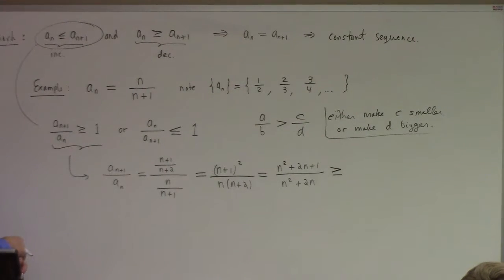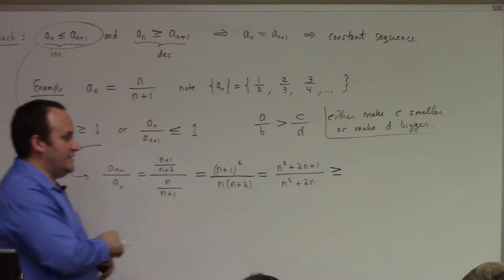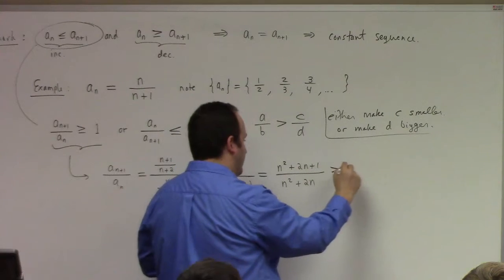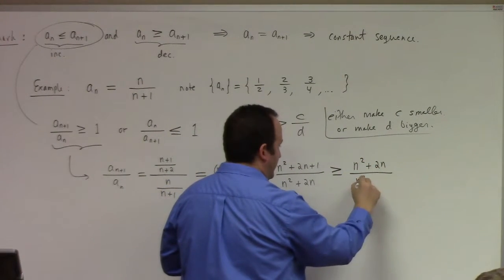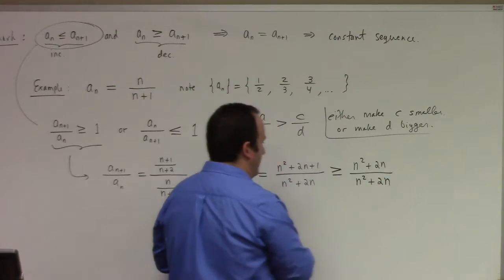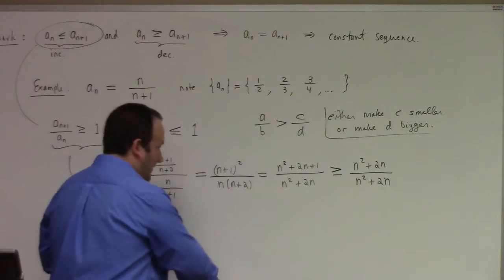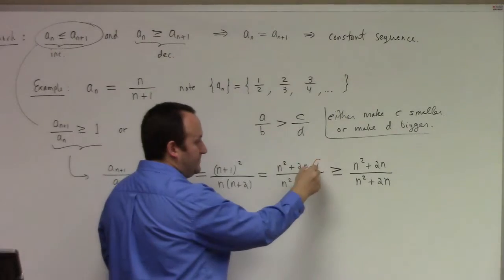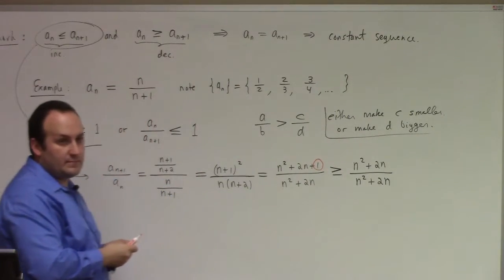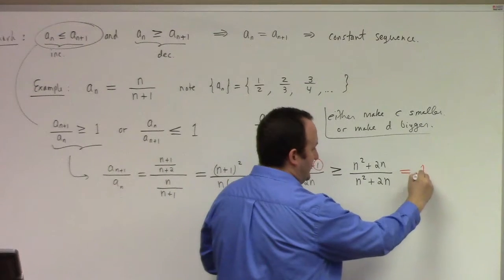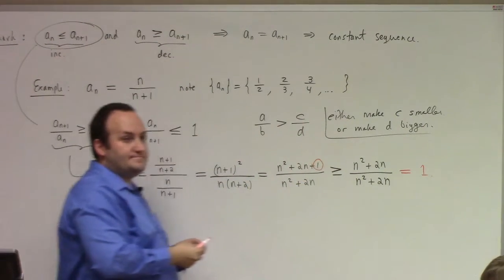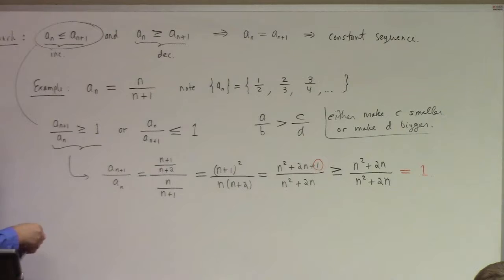I think I should make c smaller. Is it clear to you? It's clear to me that this is greater than or equal to (n² + 2n) over (n² + 2n), right? Because what did I do? I decreased the numerator by 1. But this is equal to what? It's equal to 1. So there you go. This is a proof.